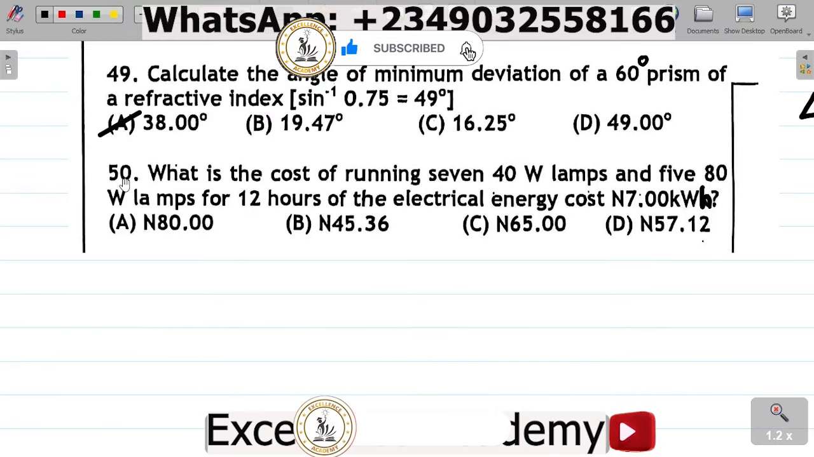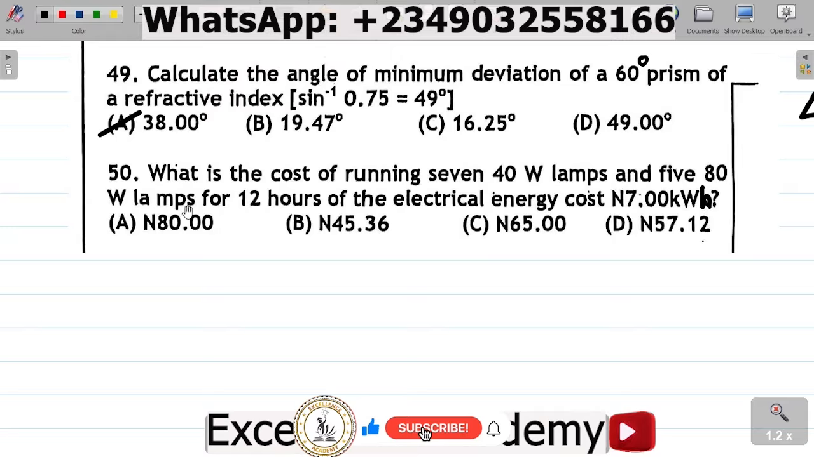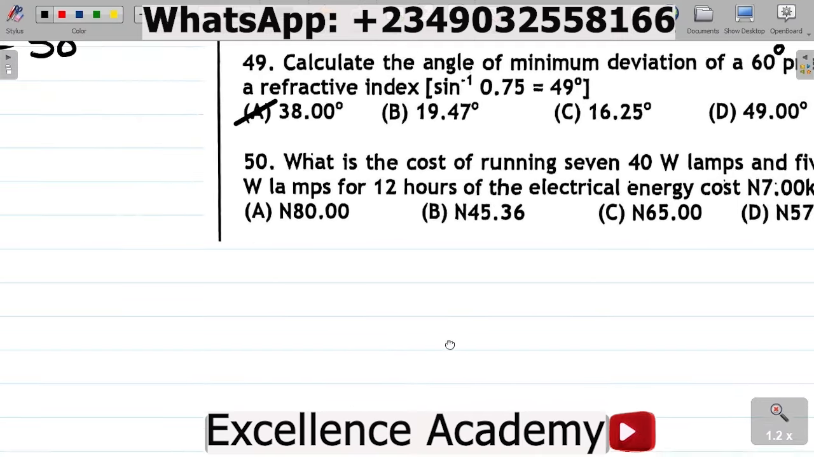Final question here. Question 50 says, what is the cost of running 7 40-watt lamps and 5 80-watt lamps for 12 hours if the electrical energy costs 7 naira per kilowatt hour? That should be this 7 naira per kilowatt hour. A, 80 Newton, B, 45.36 Newton, C, 65 Newton, D, 57 Newton. So how do you solve this question here?